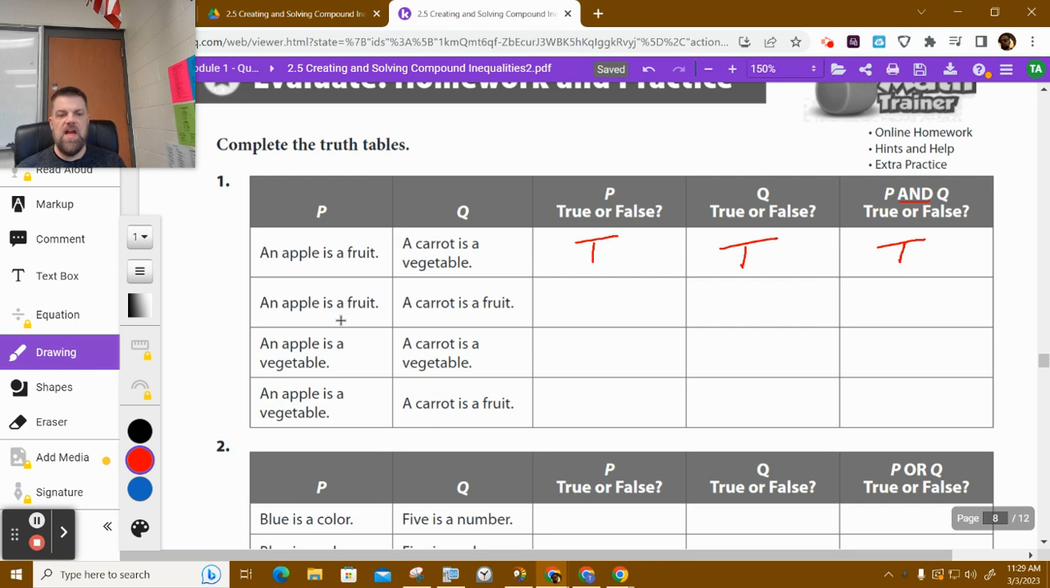Okay? Apple is a fruit. Is that true? Yes. Carrot is a fruit. Is that true? No, that's false. If one of these is false, then the whole thing is false. Okay? An apple is a vegetable. Is that true? No, that's false. Carrot is a vegetable. That's true.